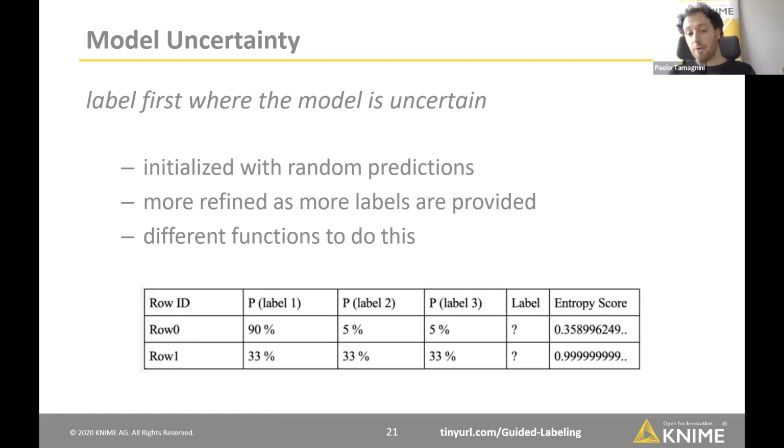So let's say that you have two rows. In one, the model is really sure of label 1: 90% for label 1, 5% for the other two labels. Then in the second row, you have instead a probability of 33% each. So you will see the entropy score is higher where the probabilities are more or less all equal to one another, and instead the entropy score is lower when the model is sure of its prediction. But then which are we picking first to show to the user to ask for the label? Well, the second row, because the entropy score is higher. So that's how entropy score works.